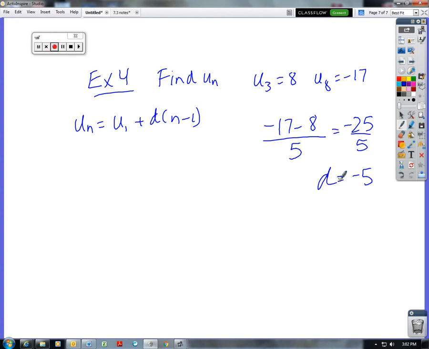The book does it the long way, and you can look in the book and see that for yourself. What they do is they plug 8 in for u sub n and plug 3 in for n. And then they plug in -17 and 8. You get 2 equations with 2 unknowns, and then you have to solve the system of equations, and you end up getting d. So it's this long process. But it's really not necessary, because you can quickly find d this way. And then, once you do that, you can plug that in here.